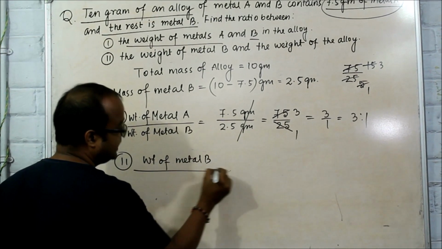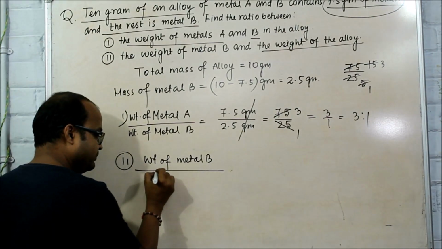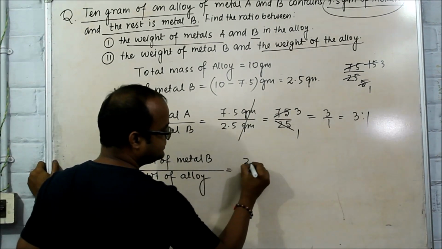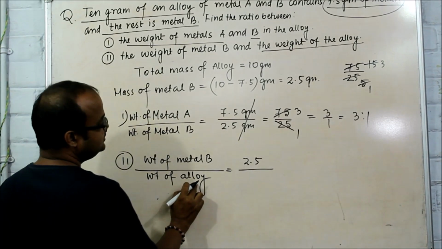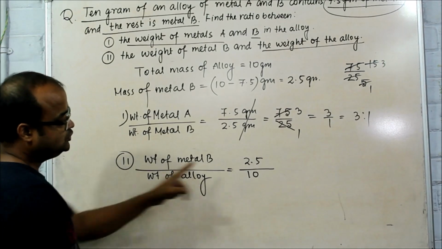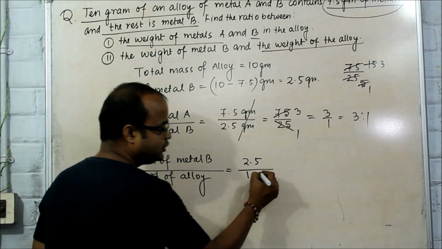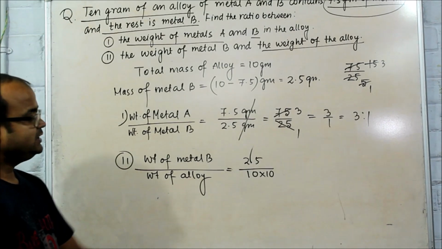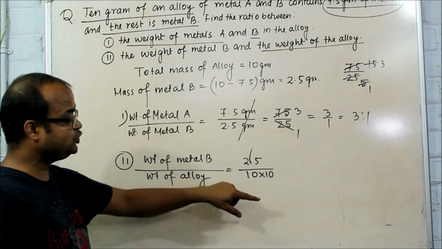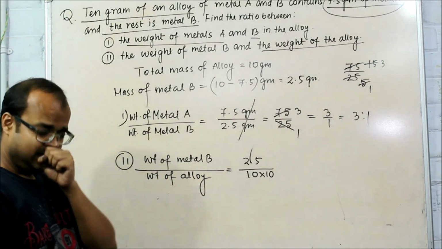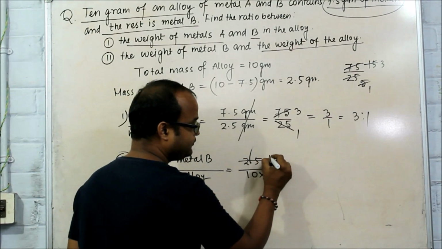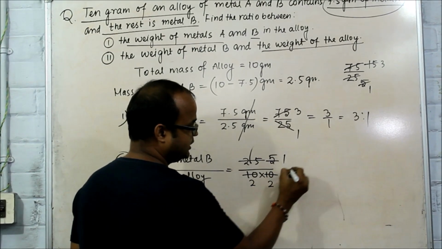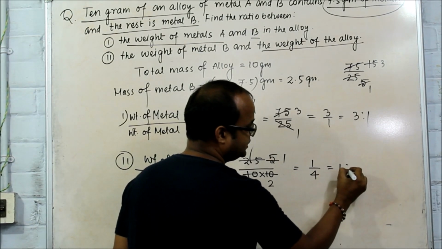Now the second part is the weight of metal B by the weight of the alloy. So the denominator will be the weight of the alloy. The weight of metal B is 2.5 and the weight of the alloy is 10 gram. After the decimal there is 1 digit, so we need to multiply by 10 to cancel this decimal, in the numerator and denominator. So 5 fives are 25, 5 twos are 10, 5 ones are 5, 5 twos are 10. So 1 by 4. Therefore the ratio is 1:4.